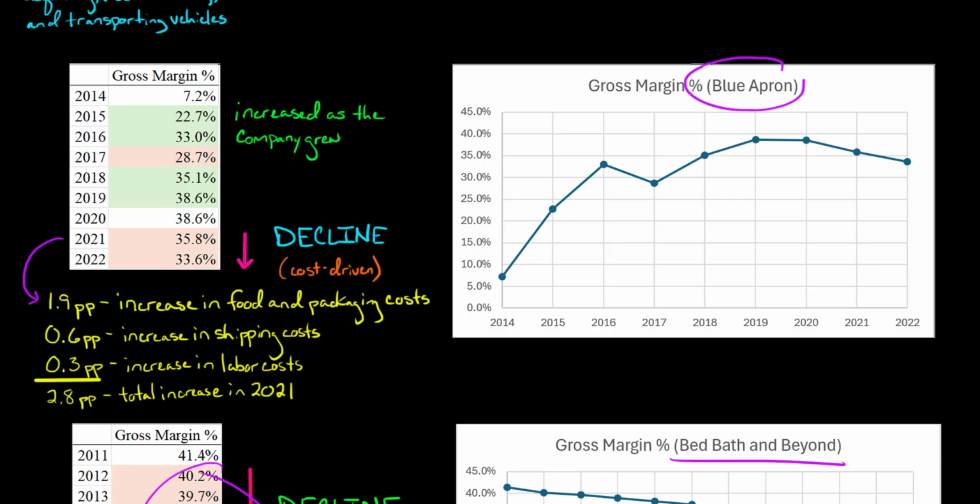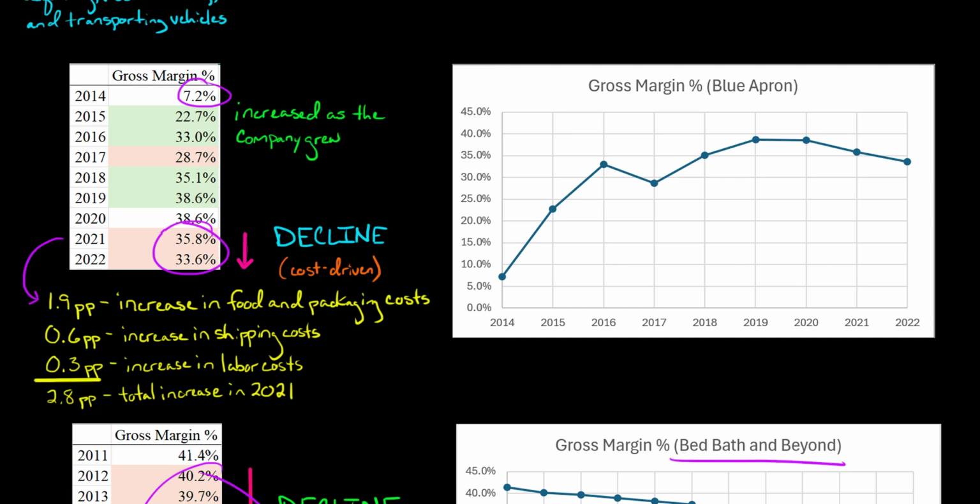Now, the company Blue Apron, which makes meal kits. You see, back to 2014, which was the earliest data I could get, very low gross margin, but it was increasing. They had a little blip here where it went down, but then increased and increased. So it went from 7% to 38.6%. So this was generally a really good trend for Blue Apron.